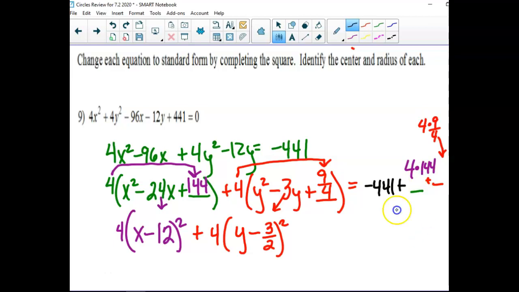All right, so now on my calculator, I'm typing negative 441 plus 4 times 144 plus 9. And I get? Anybody else get that? Okay, now what?